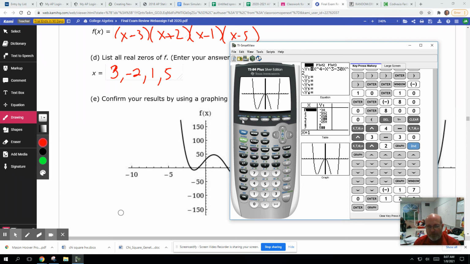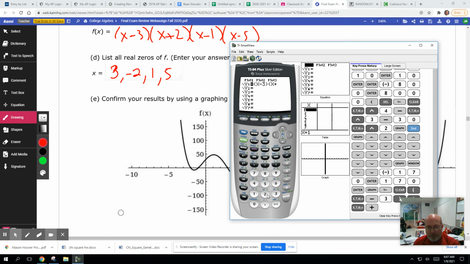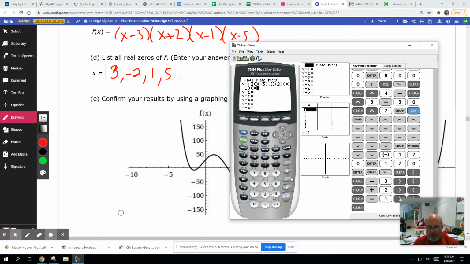Let's look, oh, we didn't graph this one. We didn't enter this. That's the function that was already in there. Let's graph this in factored form. So I have x minus 3 times x plus 2 times x minus 1 times x minus 5. Now we'll graph the right function.